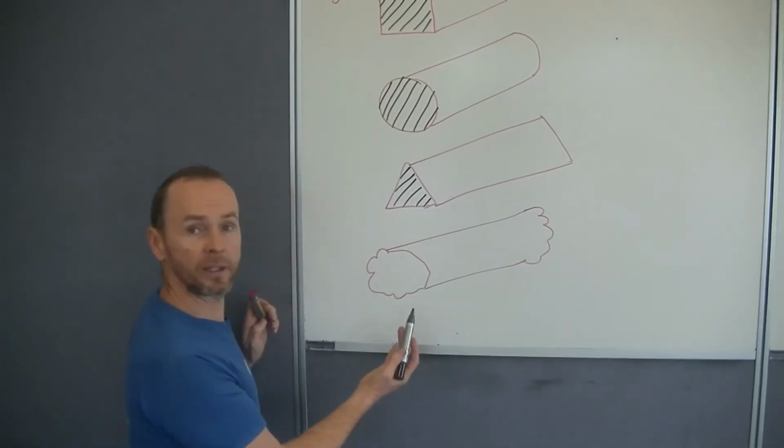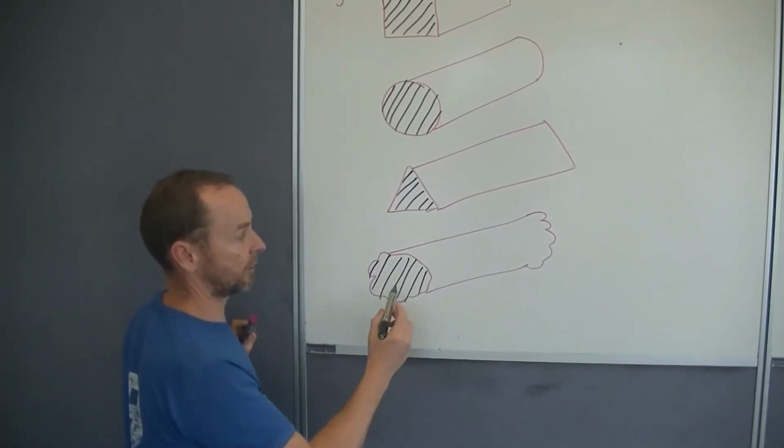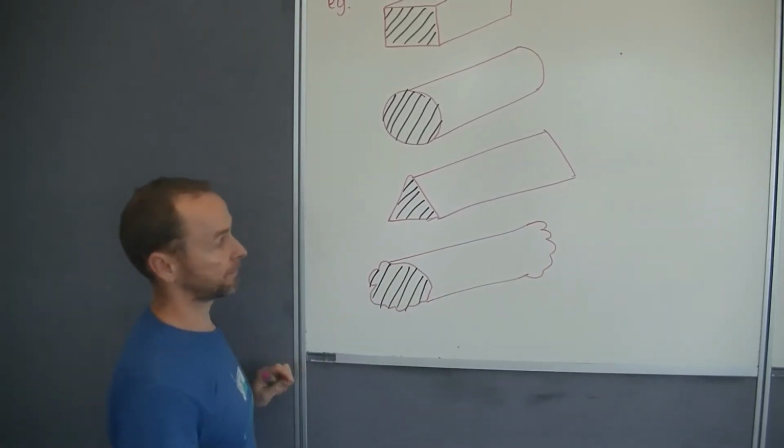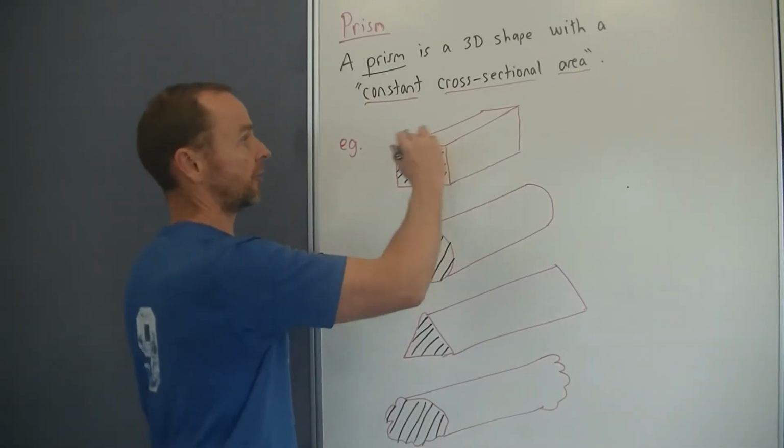And the last one, I just wanted to put this for a bit of fun. This one is an irregular shape. I don't know what kind of shape it is, but assuming it's the same irregular shape the whole way along, it's still a prism. So, a prism is a shape like this, and it's got a constant cross-sectional area.